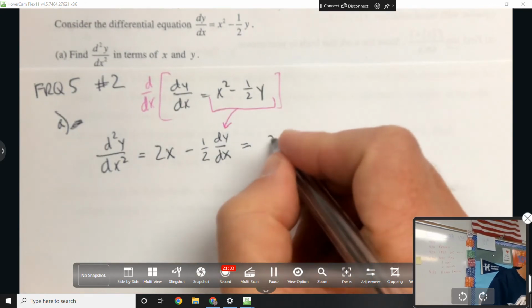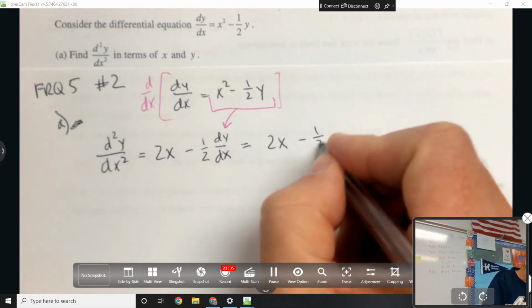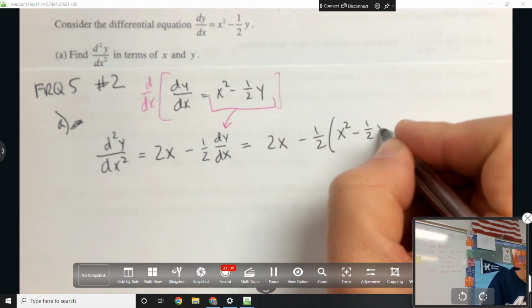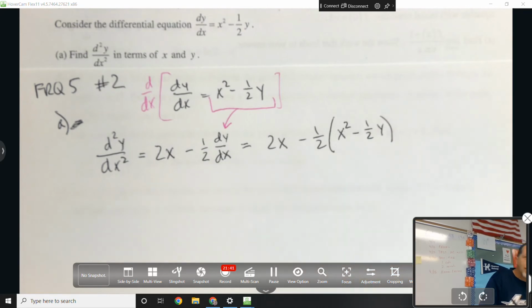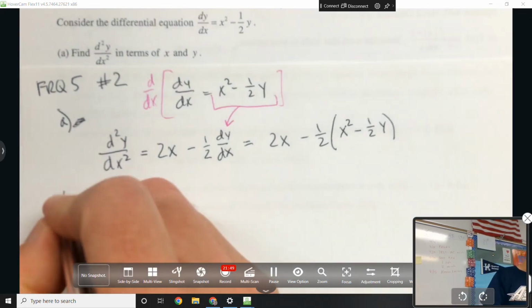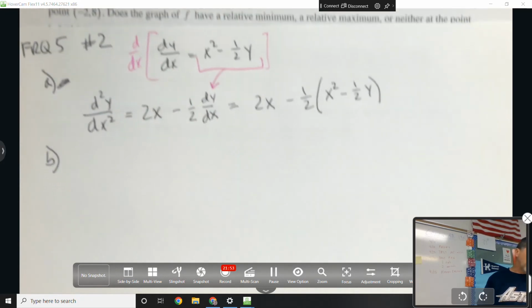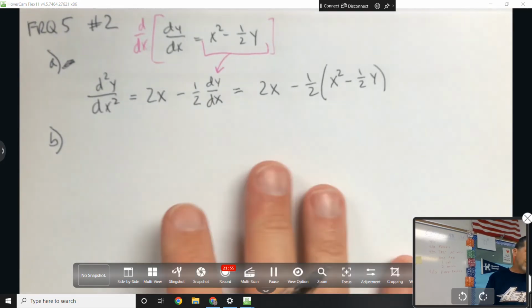But we know dy dx, so I'm just going to replace that with x squared minus 1/2 y. So 2x minus 1/2 times (x squared minus 1/2 y). And maybe that could be cleaned up. Maybe there's like terms. There's not, but I could distribute. I don't want to mess with that. I'm done with part A. Moving on. If I need to clean it up for something later, I will, but right now I'm good with that.